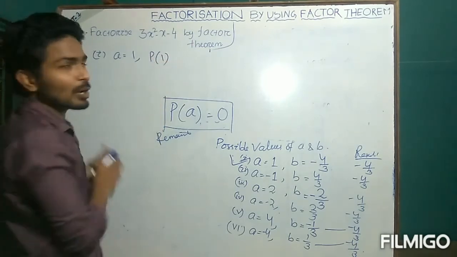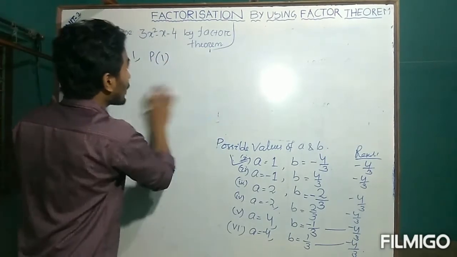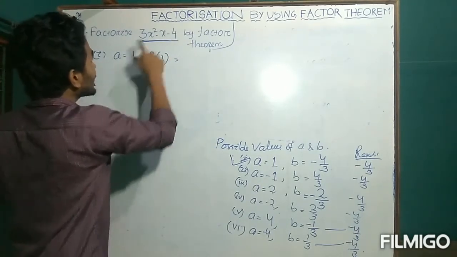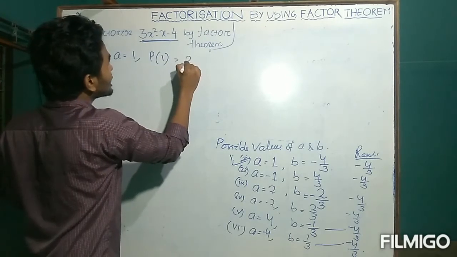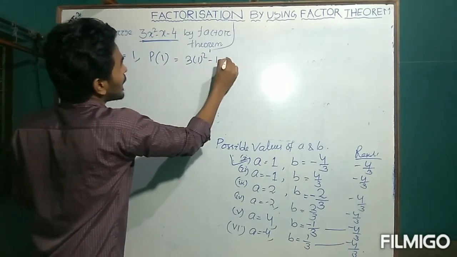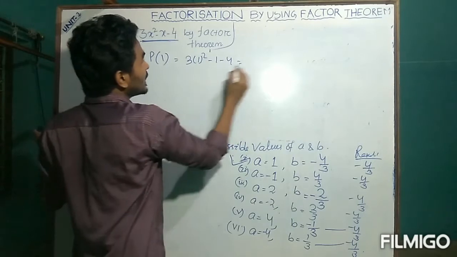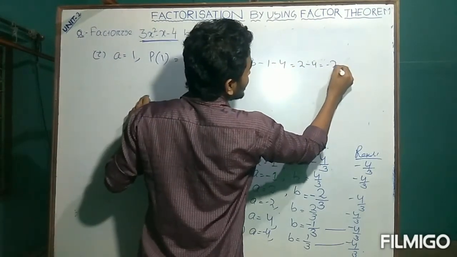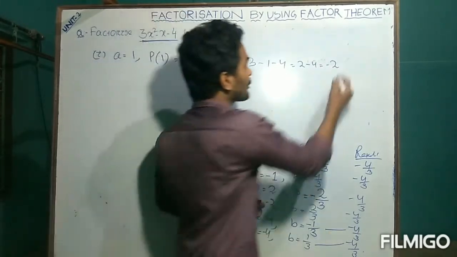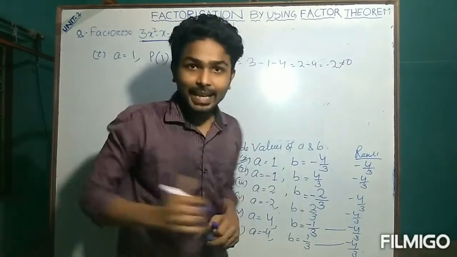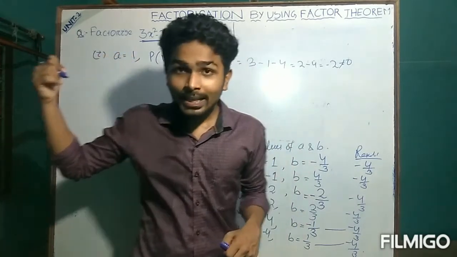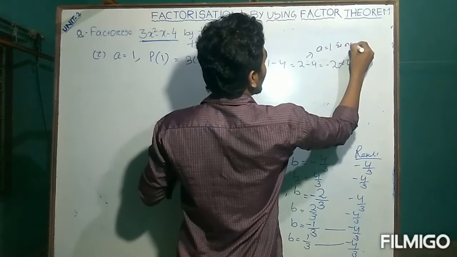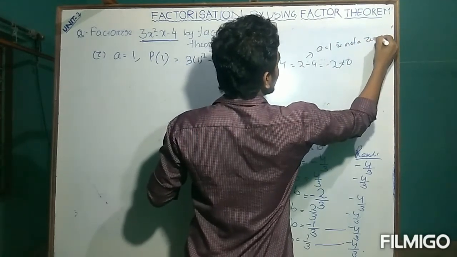A means here p of 1. Since this is the polynomial p of x, put 1 in place of x. So 3 into 1 square minus 1 minus 4 is equal to 3 minus 1 minus 4, which is 2 minus 4, equal to minus 2. You can see this is not equal to 0. That means we can say a is equal to 1 is not a 0.